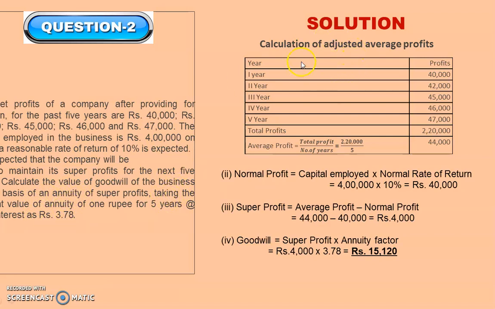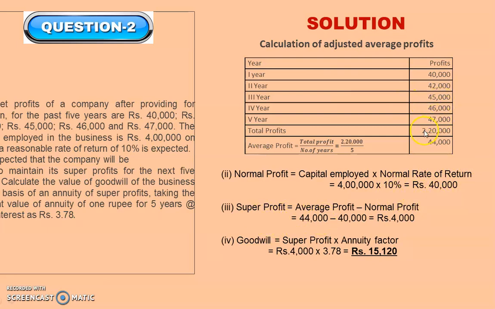So the solution is, find the average profit: add the profits of all 5 years given. It comes to 2,20,000, divided by 5 to get the average profit. It becomes 44,000. The next step, normal profit: capital employed into normal rate of return. Capital employed given in the problem is 4 lakh and normal rate of return is 10%. 40,000 will be the normal profit.